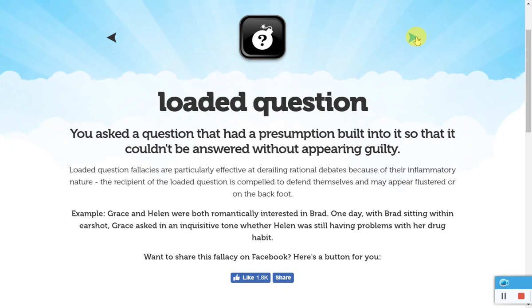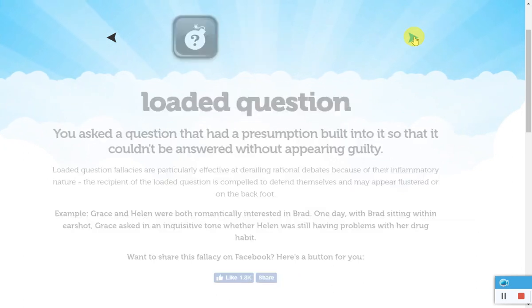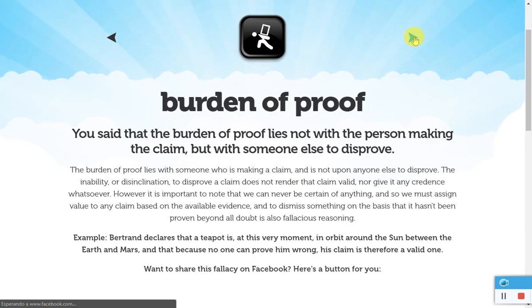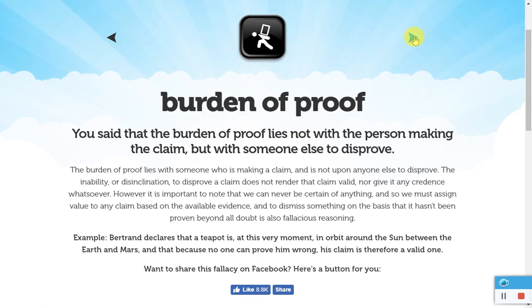Example, Grace and Helen were both romantically interested in Brad. One day, with Brad sitting within earshot, Grace asked in an inquisitive tone whether Helen was still having problems with her drug habit. 11. Burden of proof. You said that the burden of proof lies not with the person making the claim, but with someone else to disprove. The burden of proof lies with someone who is making a claim and is not upon anyone else to disprove.